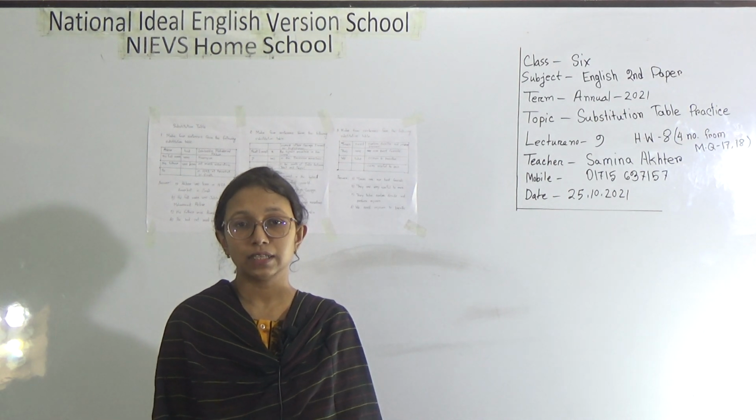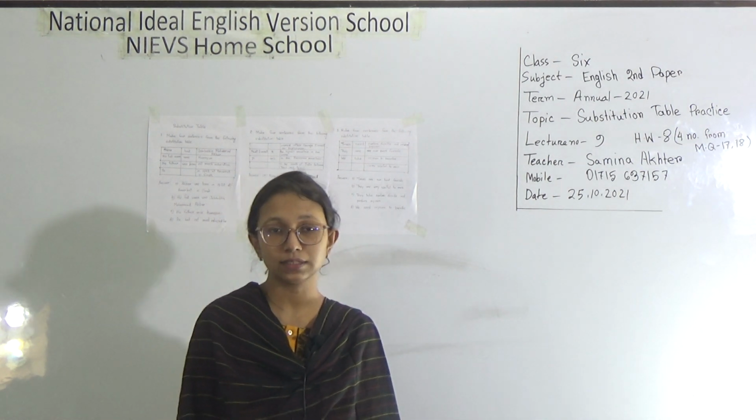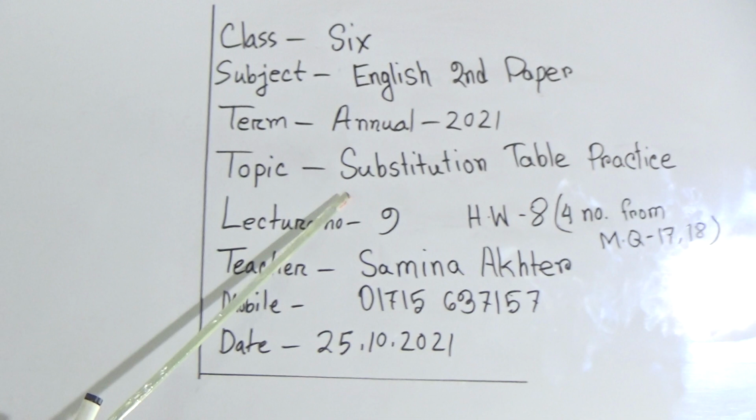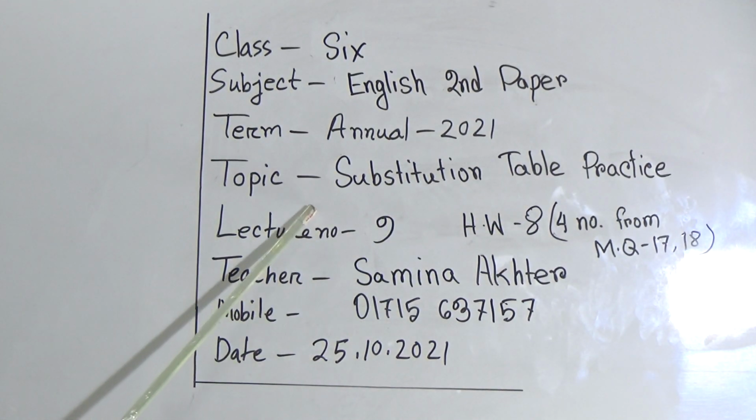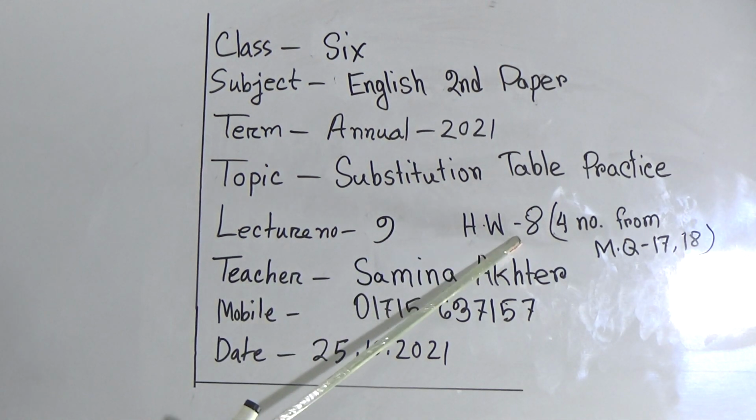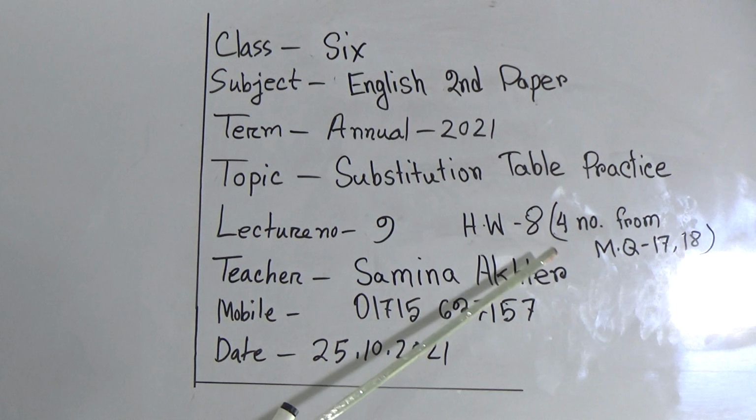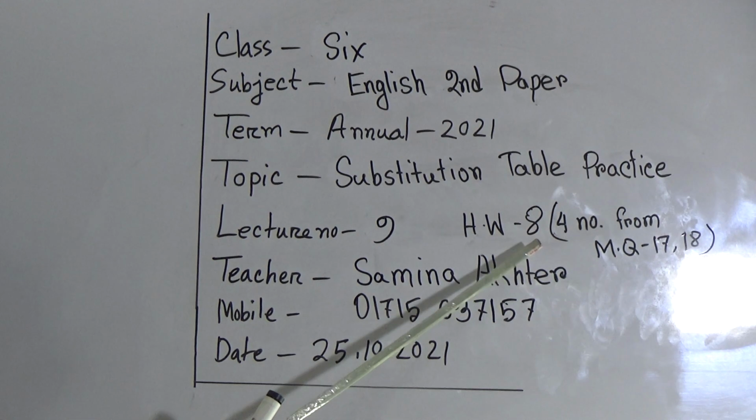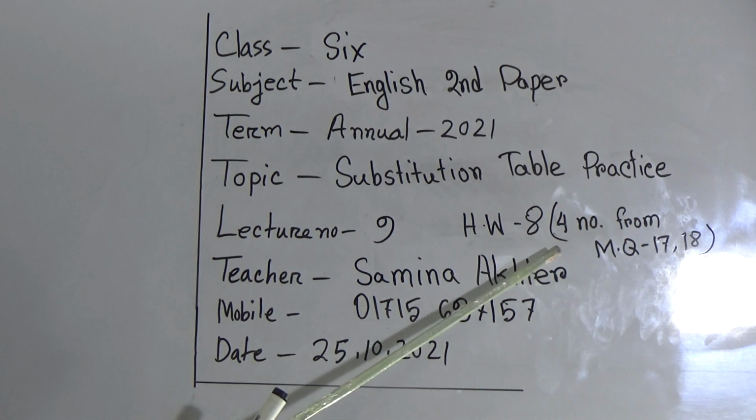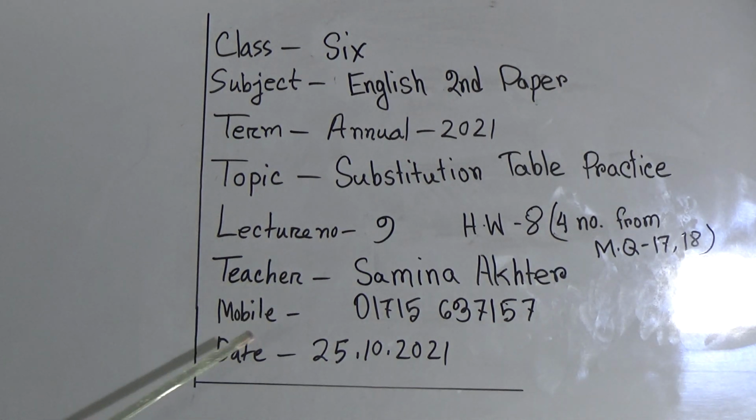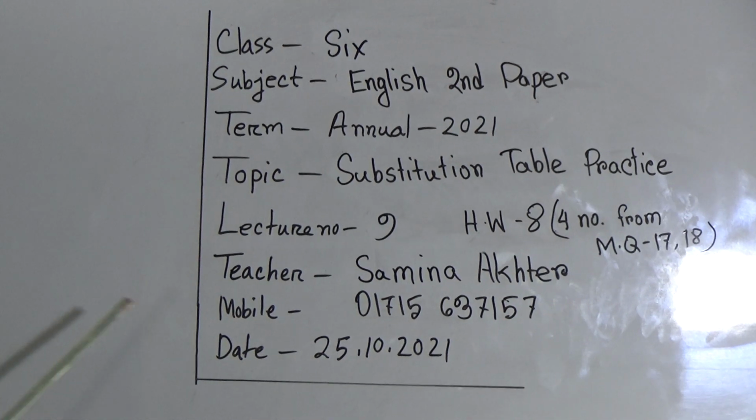So I am going to take an English second paper class for the students of class 6. Our topic is substitution table practice. This is lecture number 9 and SW number 8. You will do SW from model questions 17 and 18, and the substitution table is on number 4. This is my mobile number given here if you need to ask anything. So dear students, let's look at the board.